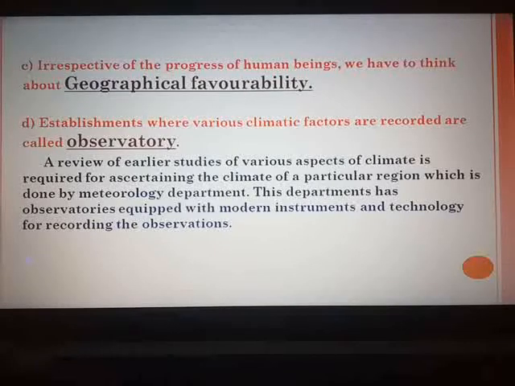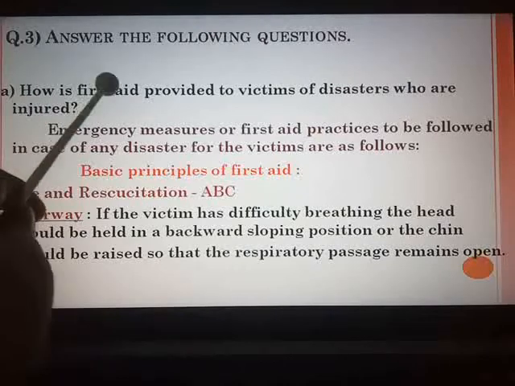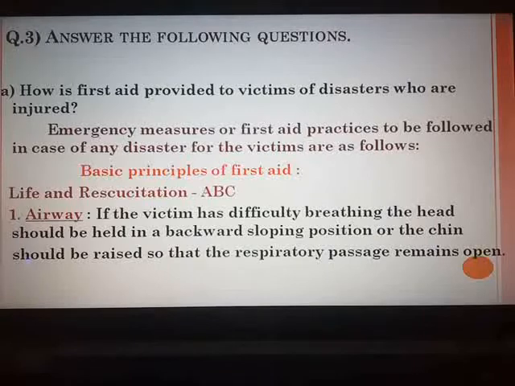Now we start with the brief answers. Question number 3. The first question is, how is first aid provided to victims of disasters who are injured? All of you refer to page number 105 for the answer.